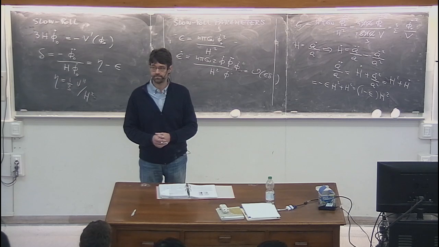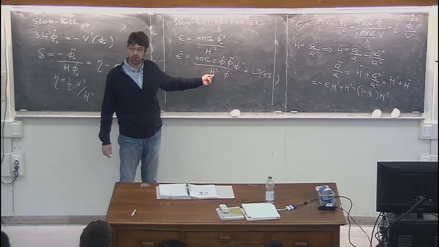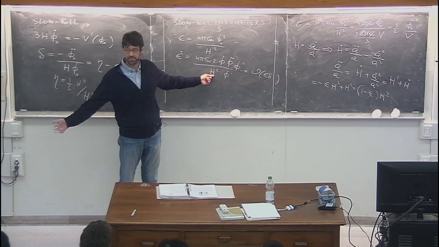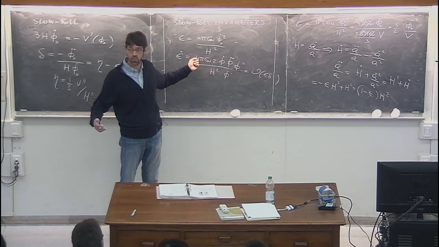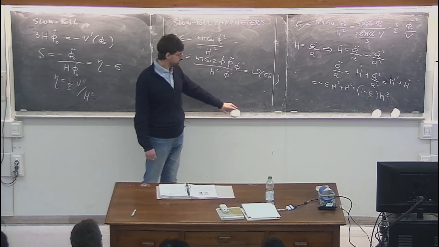Yes? Yeah, but this S square will give you an H dot. The H dot gives you an epsilon, so you are going to get an epsilon square from here. You see, so it's the same thing. Okay?